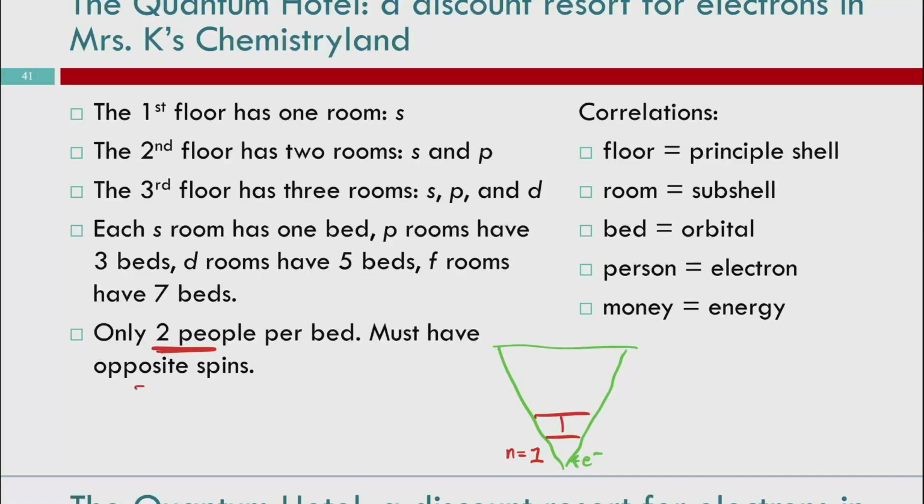Our Pauli exclusion principle says that we have 2 people per bed and they must have opposite spins. Our Hund's rule says that they fill in singly first, and then they double up.